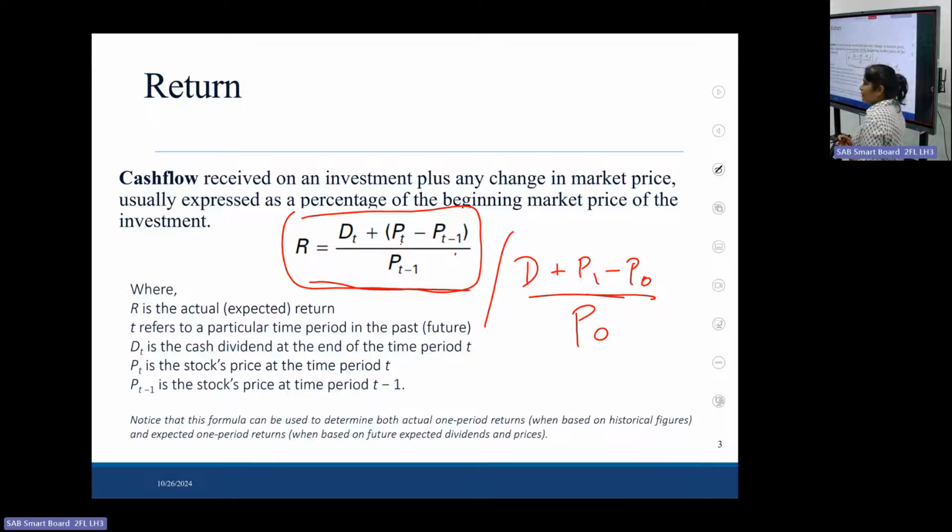You can calculate this based on past historical data as well as forecasted data. Both we are going to discuss. Using past price information and dividend information, you can estimate your return. That is average return. And also, based on the forecasted return with probabilities, you can estimate return. That we call expected return.